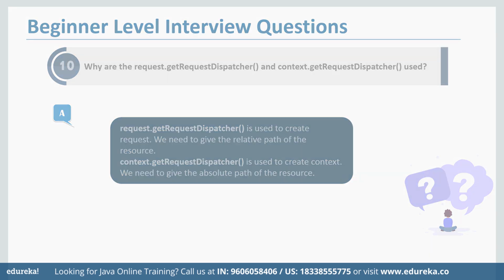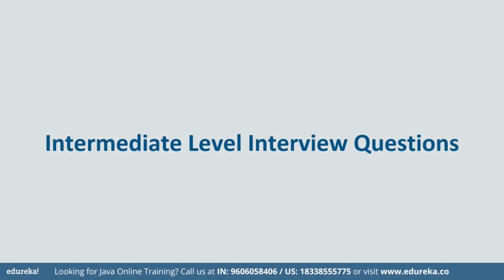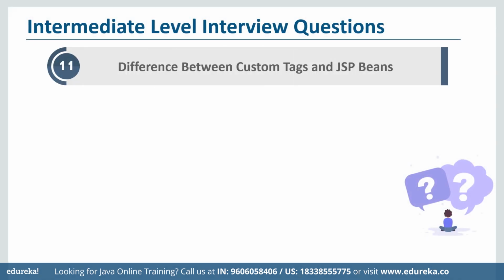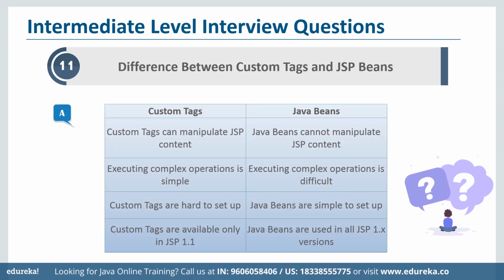With this, we shall move on to the next level of interview questions, which are the intermediate level interview questions. The first question at the intermediate level is: list down the differences between JSP custom tags and Java beans. The basic differences are as follows.